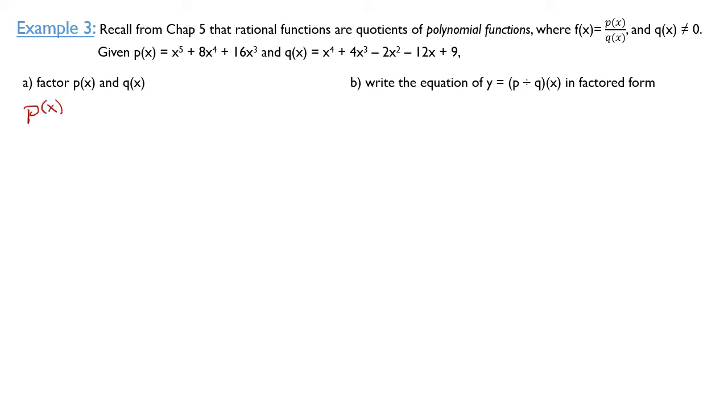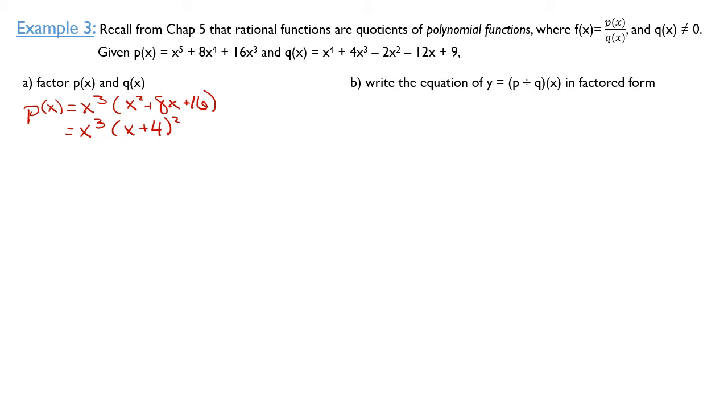I can factor out an x cubed here. I get x squared plus 8x plus 16. Now, what about this bracket? Can I factor that further? It's a nice trinomial, using sum and product or crisscross, whatever your method is. Yes, we can factor that further. It's going to be (x plus 4) times (x plus 4), or (x plus 4) squared. So there's P(x) factored.